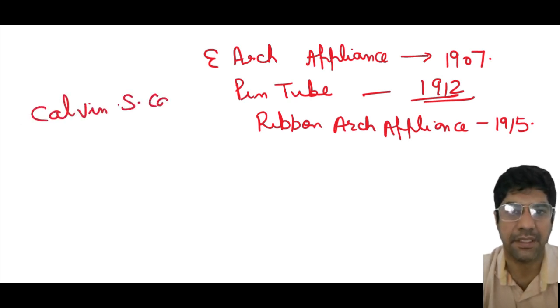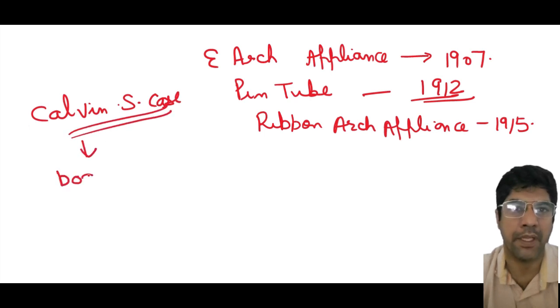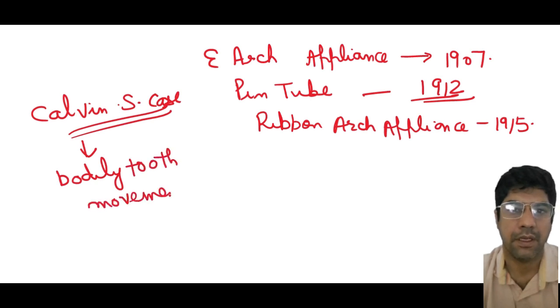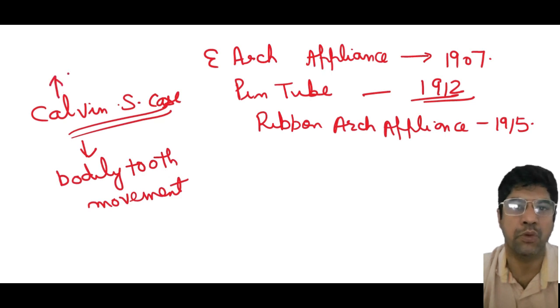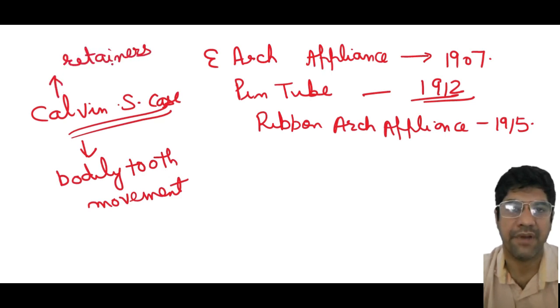Other was Calvin S. Case. He was the first to attempt bodily tooth movement. He pioneered the use of retainers and fabricated obturators.